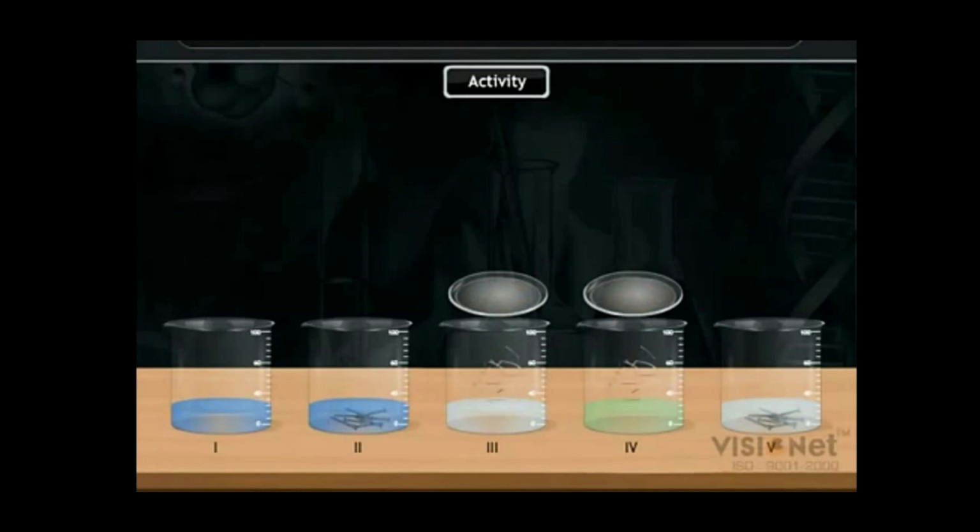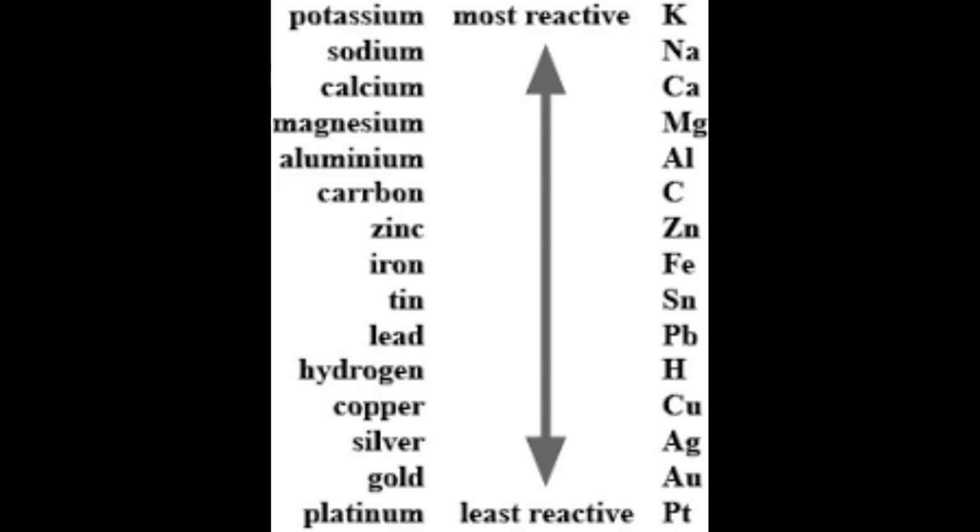There are a few rules for the displacement reaction to take place. You can see the reactivity series of the metals. The metals which are at the top, the first 5 elements in the reactivity series, are more reactive than the elements at the end of the reactivity series. Children, I am not asking you to learn this reactivity series, just observe it. You can learn it in your higher standards.